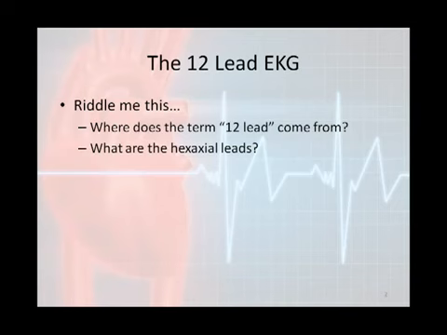That means you put a lead on the right arm, right leg, and left leg. The hexaxial leads are lead 1, lead 2, and lead 3, lead AVR, lead AVL, and lead AVF. We're going to review each one of these shortly. The precordial leads are leads V1, V2, V3, V4, V5, and V6.